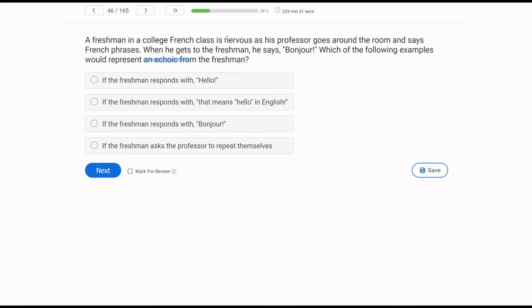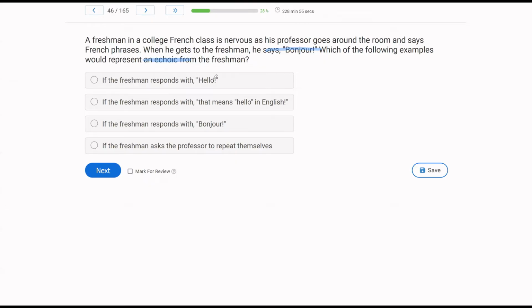We have a situation where the freshman is in a French class and the professor is going around saying French phrases. Gets to the freshman, says bonjour. So it's evoked by a verbal statement. Now, how do we get from that to picking an echoic? Well, with an echoic, it's very similar to an interverbal, because an interverbal is also evoked by a verbal SD. The difference is an echoic is going to have point-to-point correspondence, whereas the interverbal will not.